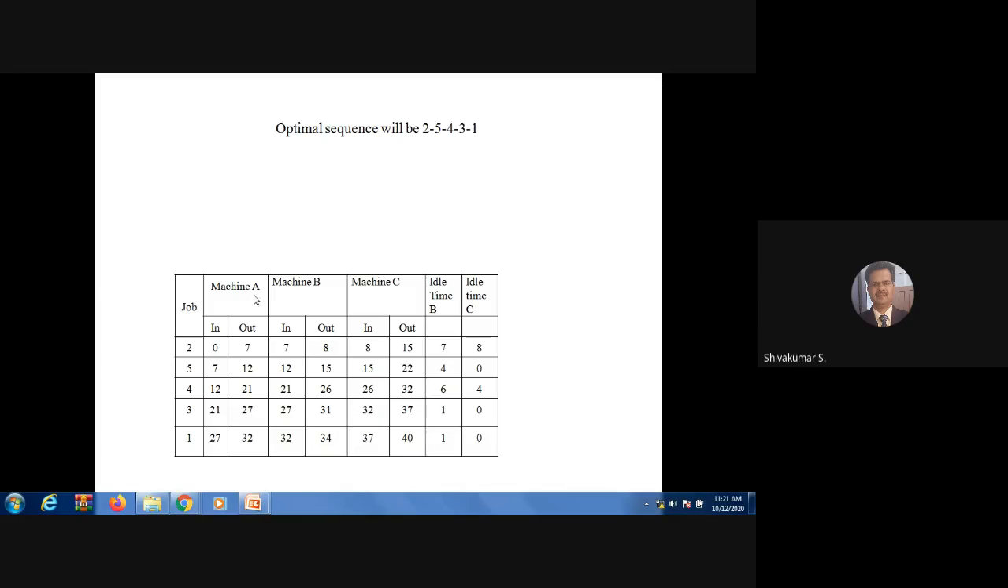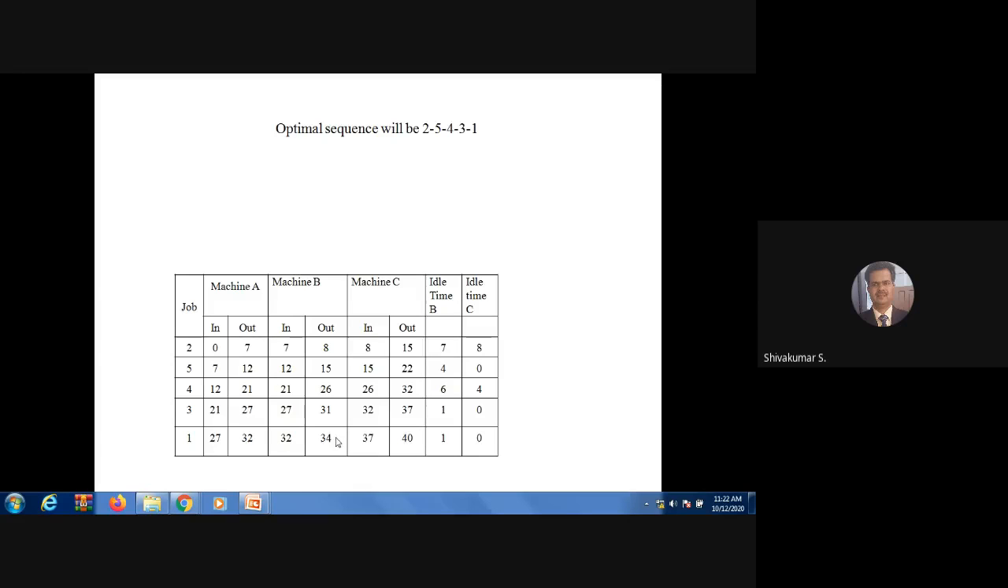Idle time for machine A, how much? 40 minus 32, because after 32 you are going to wait for 8 hours. So 40 minus 32, 8 hours idle time for machine A. Machine B: 40 minus 34, 6 hours idle time. See, at 34 it becomes free, but till the job gets over, it has to wait for 6 hours.